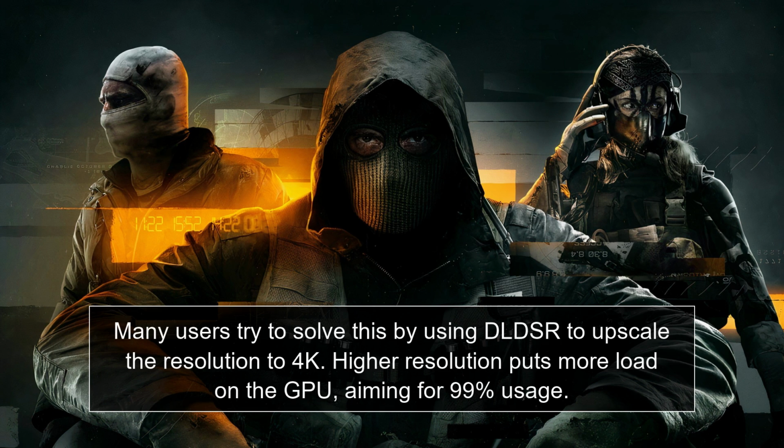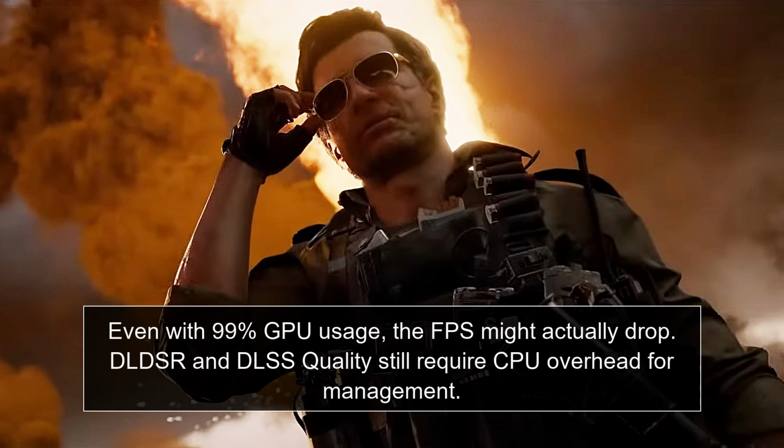Many users try to solve this by using DLDSR to upscale the resolution to 4K. The logic is that higher resolution puts more load on the GPU, theoretically reaching 99% usage. However, we at Teknobalta observed that even with 99% GPU usage, the FPS might actually drop. This happens because DLDSR and DLSS quality combined still require CPU overhead for management.